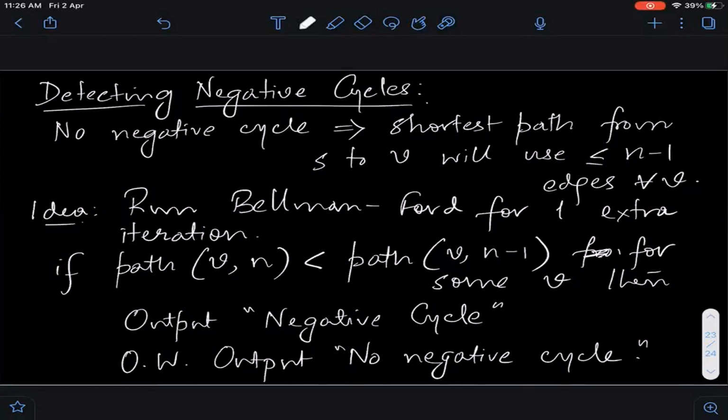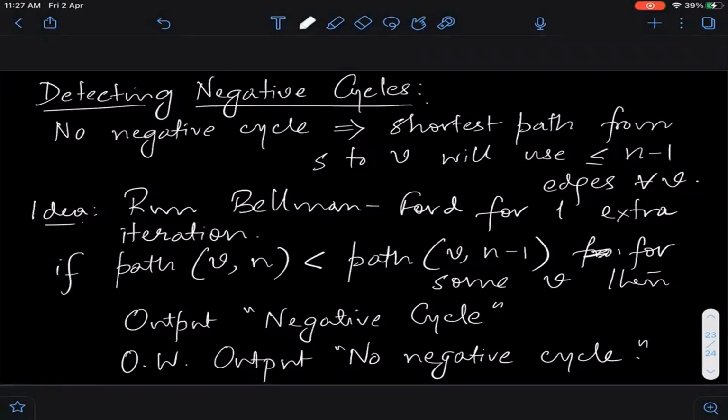So I run Bellman-Ford for one more iteration. If I find that the path value decreases for some vertex, any vertex, including S, then I just output there is a negative cycle. If that doesn't happen, if I don't find any such vertex, then I will just say there are no negative cycles.